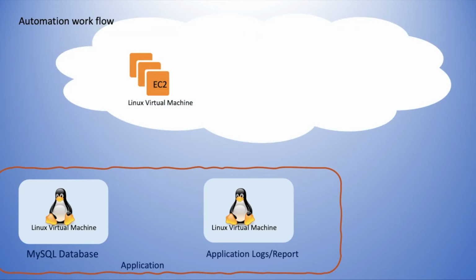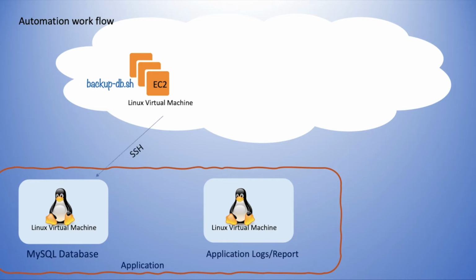So I have procured a Linux virtual machine, that is an EC2 machine on the AWS cloud. I'm going to write a script on this EC2 machine and execute it so that it will take the backup from the MySQL database as well as the application logs and store them into S3. For that I'm going to write a script named backup-db.sh, and I'll show you.